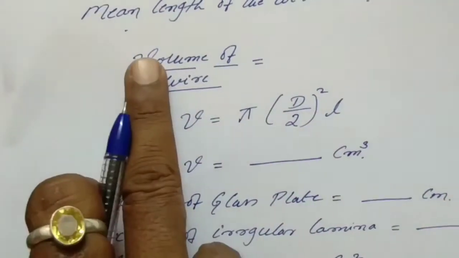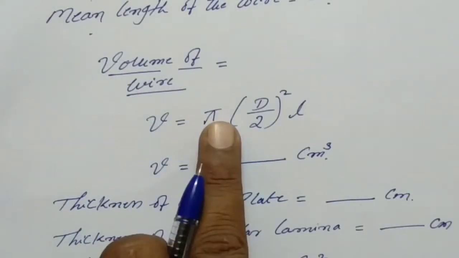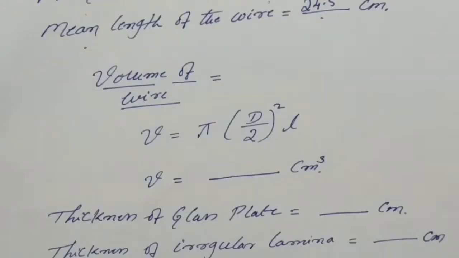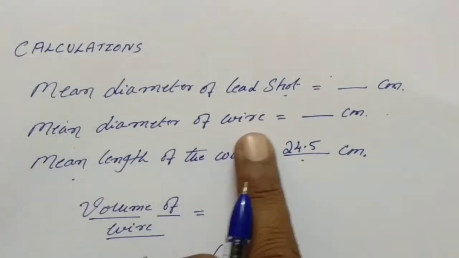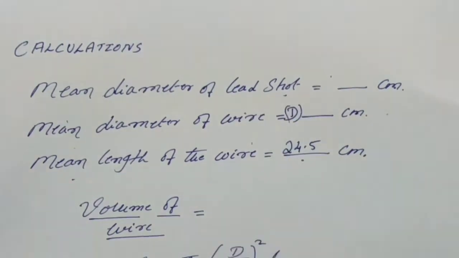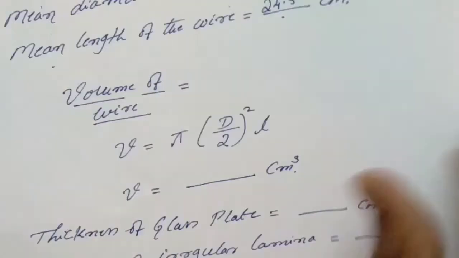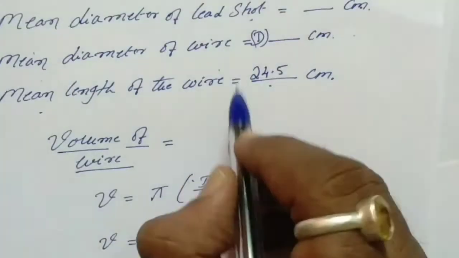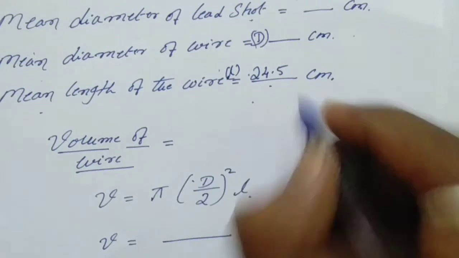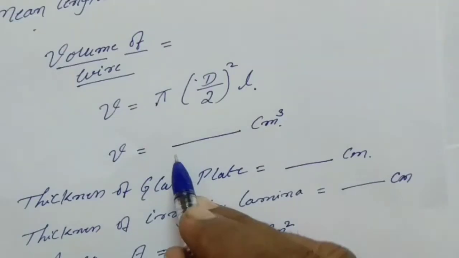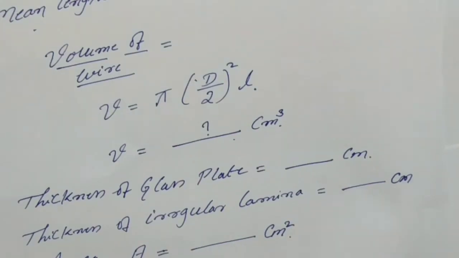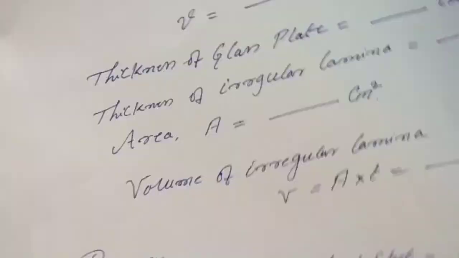Then what is the volume of this wire? The volume of the wire we can find out very easily. V is equal to pi into (D divided by 2) squared into the length. The diameter is already identified. Let us say D. D divided by 2, and the length is here. Just multiply it and find the volume.